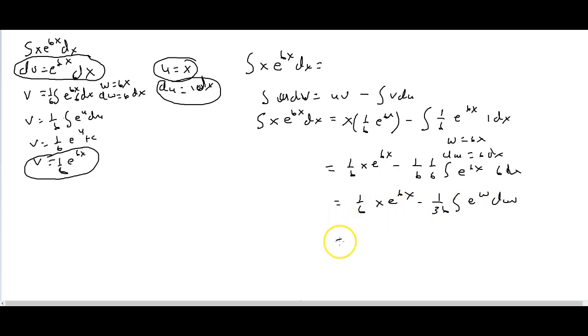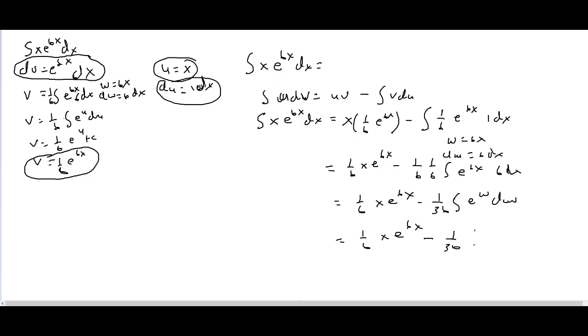And recognizing what that is, that's just going to be e to the w. So x e to the 6x minus 1/36 integral of, nope, I gotta drop the integral. I've already done the integral. Where's my eraser? There's my eraser. This is gonna take a while here. Whoop.